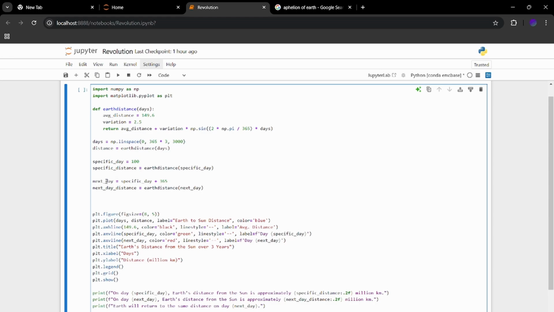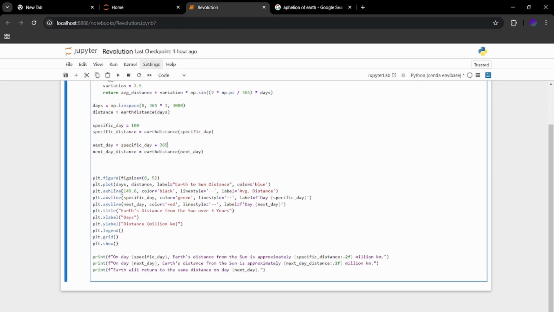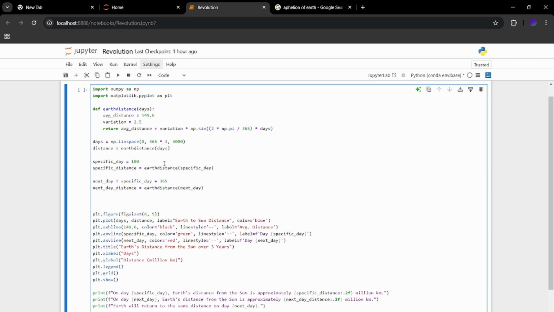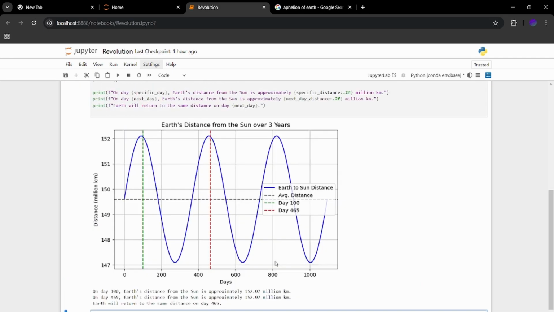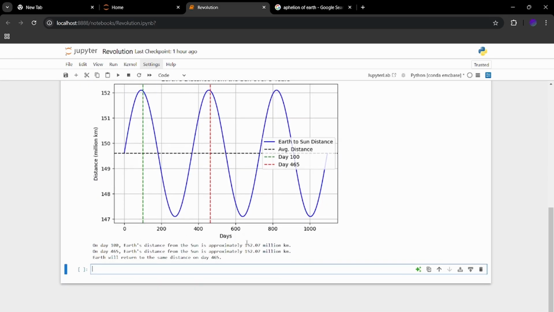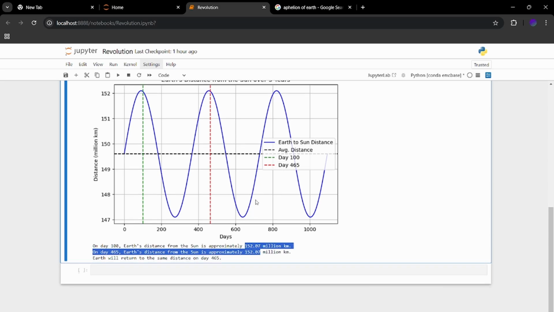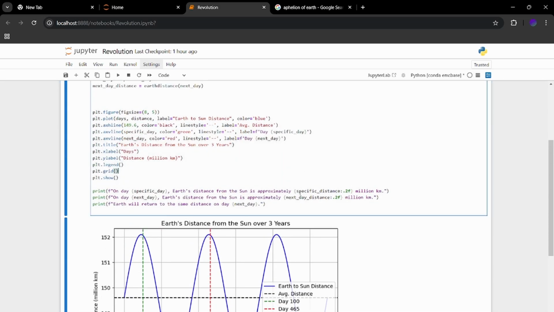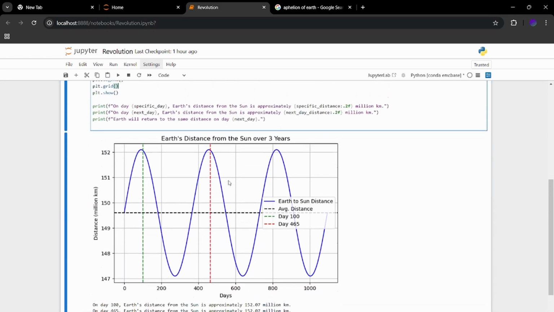Then I wanted to do this the same way but for the next year or the next period. So I've just added another 365 days to complete this cycle or period for the first period, I guess. And then what I've done is get the distance for this day as well. And theoretically, if the graph is periodic and the distance is the same, that means this graph is periodic and the distance of the Earth from the Sun during these days would be the same.